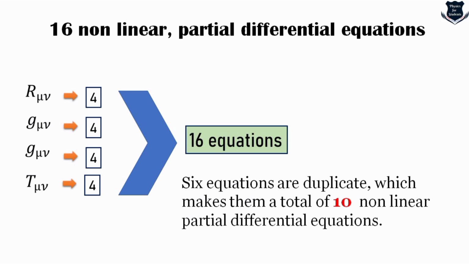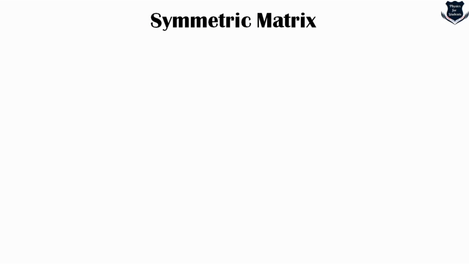So 6 of these equations, which we will see, are duplicates, which reduces 16 minus 6 to 10 nonlinear partial differential equations. So this is actually the 16 equations which Einstein's field equations comprise. Before we go ahead and understand what the 6 duplicate equations are, just a quick revision of some very school level mathematics.